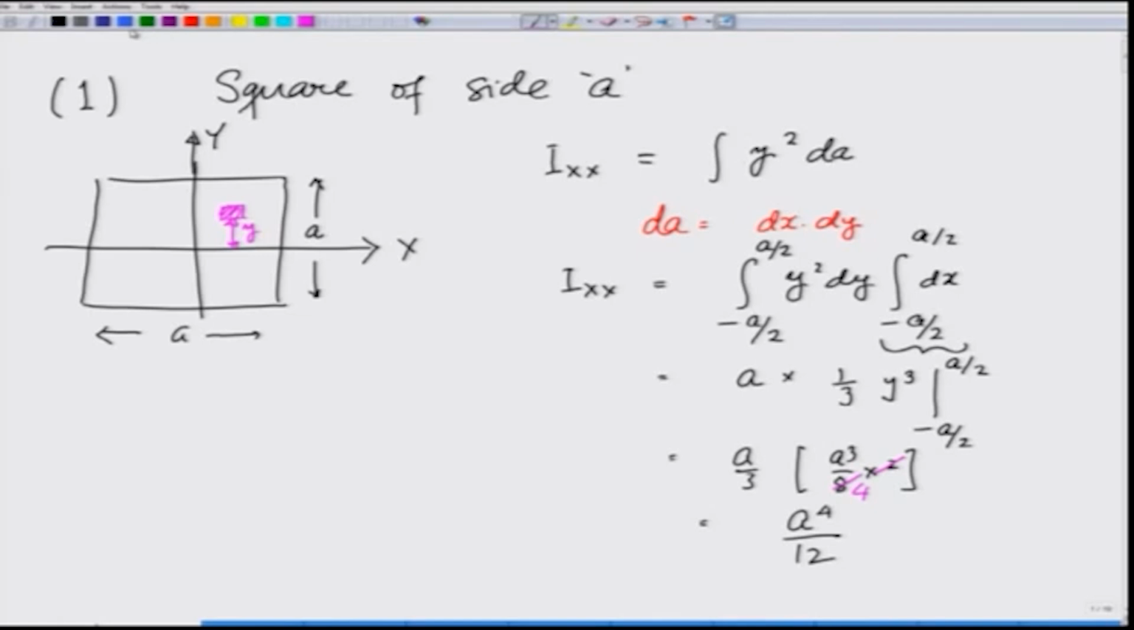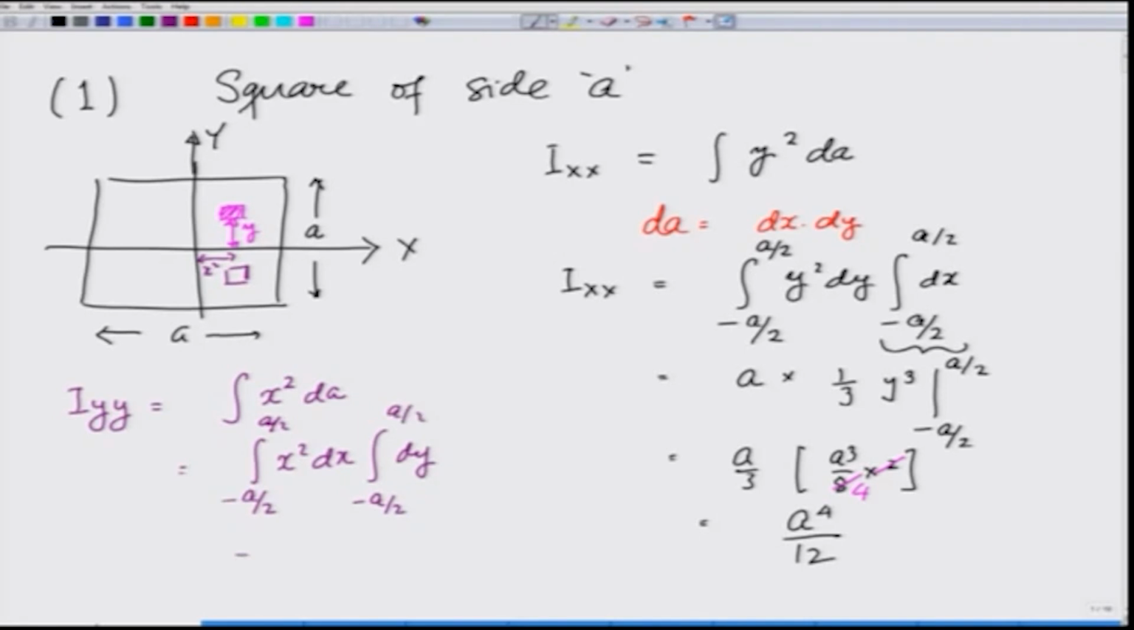Similarly, since it is very symmetrical, Iyy will be equal to the integral of x square dA. So I take this area dA and multiply it by x square. This becomes the integral of x square dx from minus a by 2 to a by 2 times dy from minus a by 2 to a by 2, exactly the same integral as in Ixx, and therefore I get a raised to 4 by 12 here too.